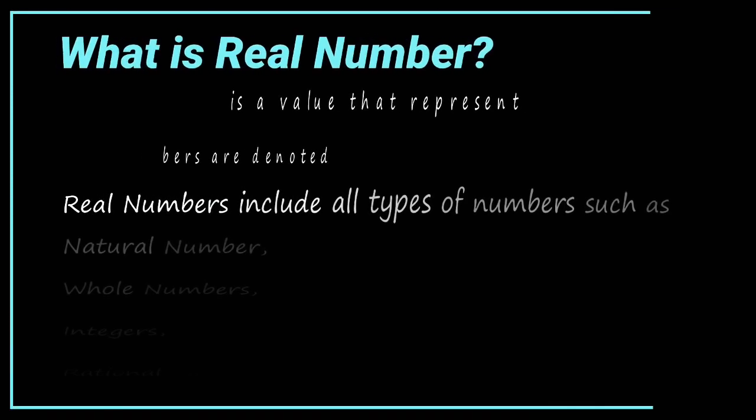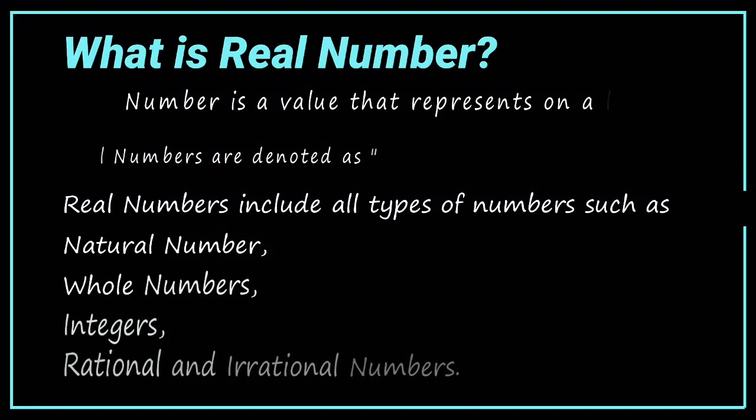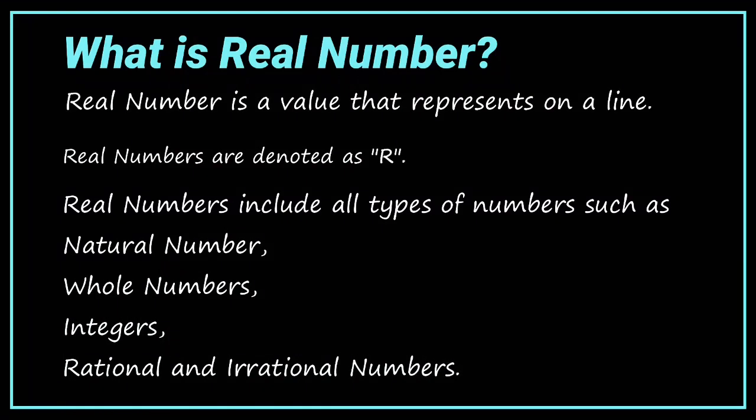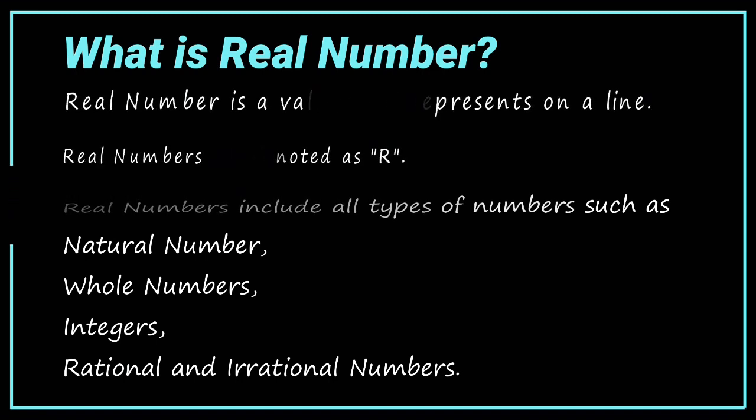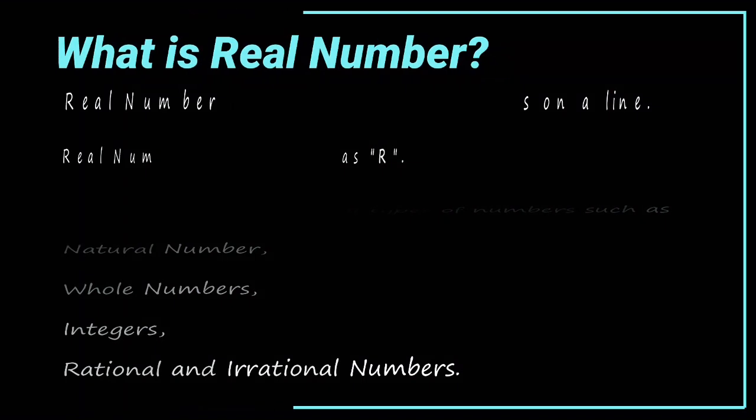Before I proceed to our topic, let us recall what real numbers are. A real number is a value that represents a point on a line. They are denoted by capital R. Real numbers include all types of numbers such as natural numbers, whole numbers, integers, rational numbers and irrational numbers.